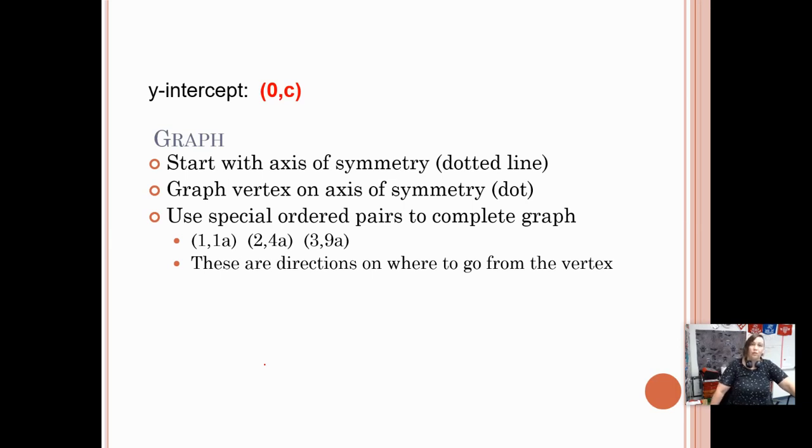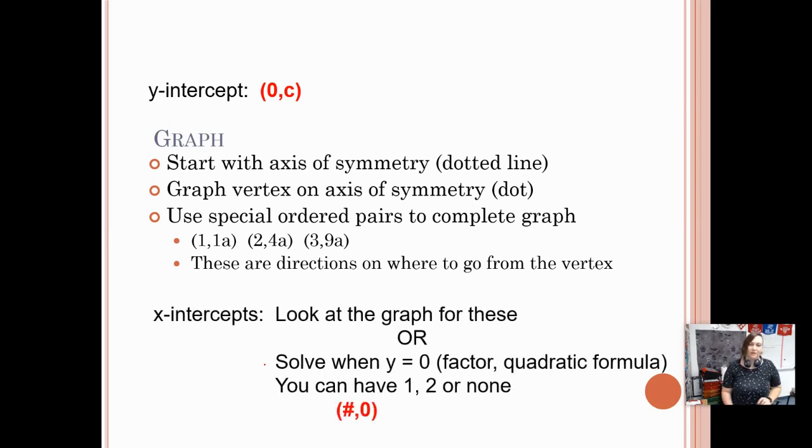Now, we already stated a y-intercept, but there are x-intercepts as well. So the final thing we're going to talk about in this video is finding the x-intercepts. To find the x-intercepts, the easiest way to do it is to just look at the graph and see where it crosses the x-axis. Or, hey, everything that we did on our last test, technically, we were actually finding the x-intercepts of a parabola. We didn't know that at the time.